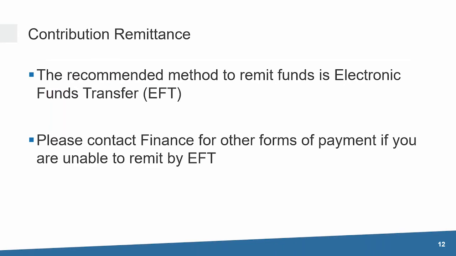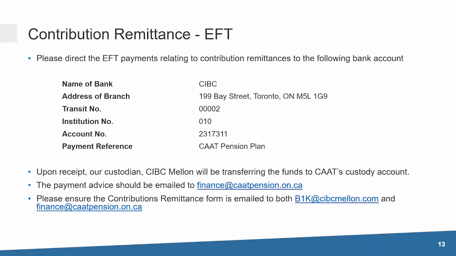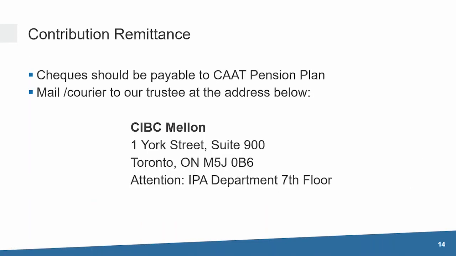Next, we will talk about transferring funds. The recommended method is EFT. This slide summarizes CAT's EFT instructions. Should you choose to make payment by check, you can see on the slide CIBC Mellon's address. CIBC Mellon is CAT's custodian, and this is where you would send checks to. This information is also available on our website within our employer manual.